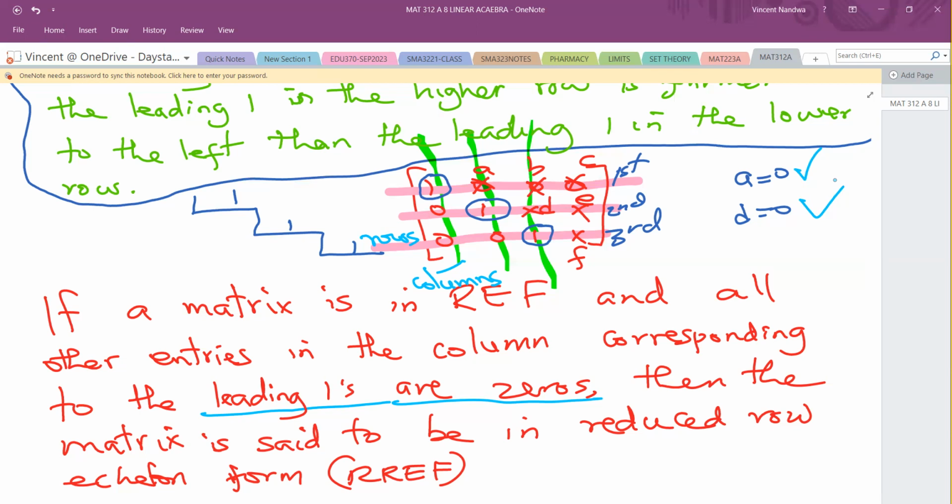And then, so there's only A0 and D0. So B can take anything and still be fine. B can take any number.